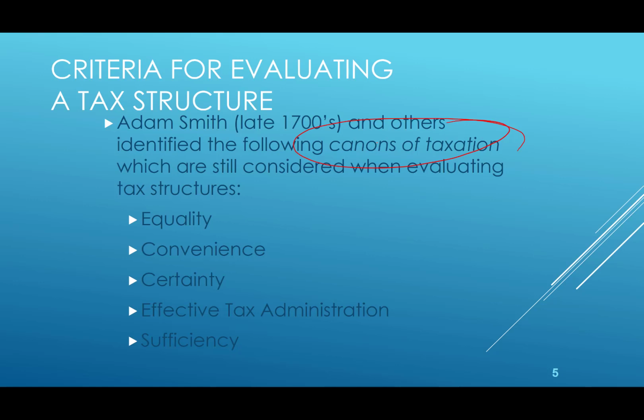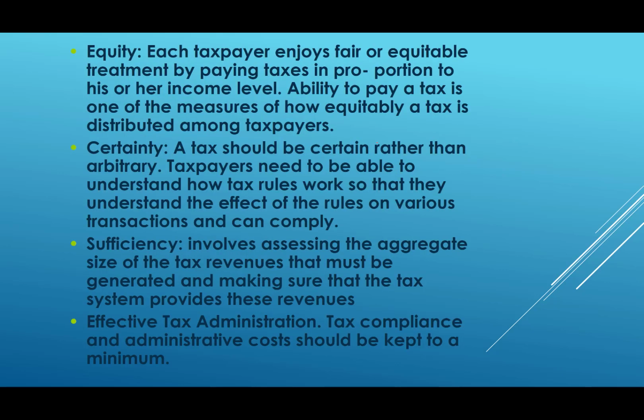And sufficiency. Do we have sufficient tax to fund whatever, as a society, we've decided we're trying to finance? Okay, so just looking at these a little more closely. Equity: each taxpayer enjoys fair, equitable treatment. Certainty: we should pretty much know what our taxes are going to be, what the tax rules are, etc. Sufficiency involves assessing the aggregate size of the tax revenue that will help us meet our social objectives. And effective tax administration: tax compliance and administrative costs should be kept to a minimum.